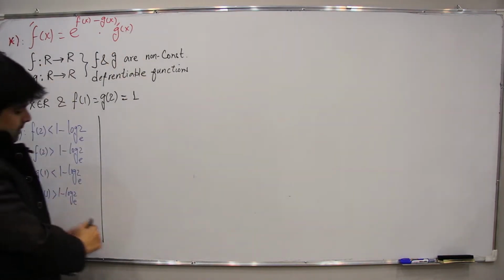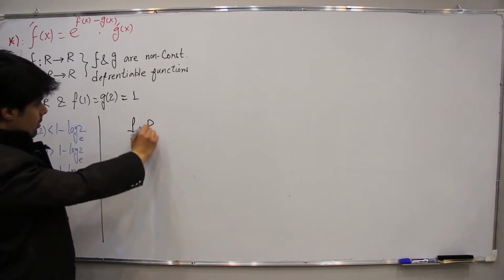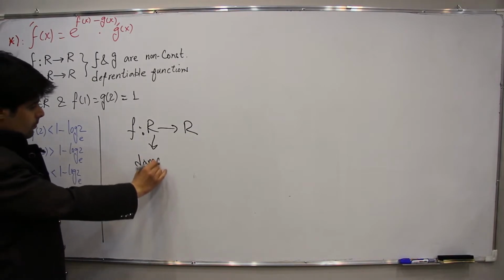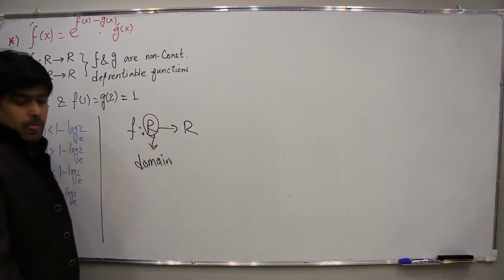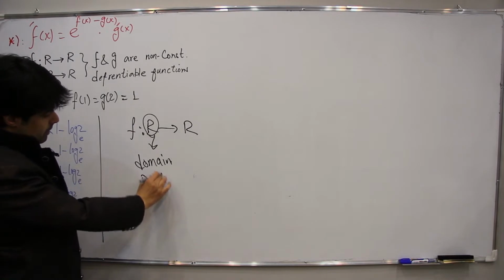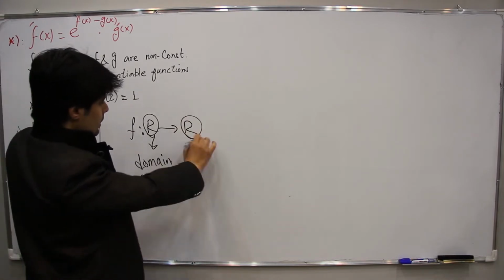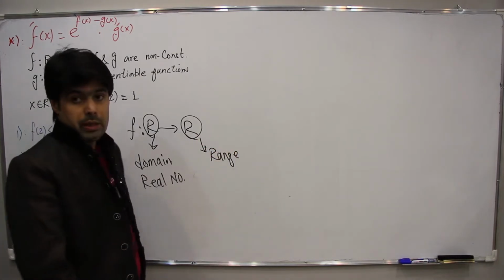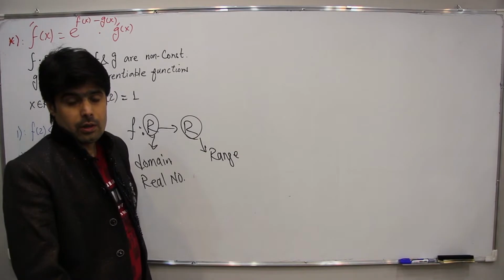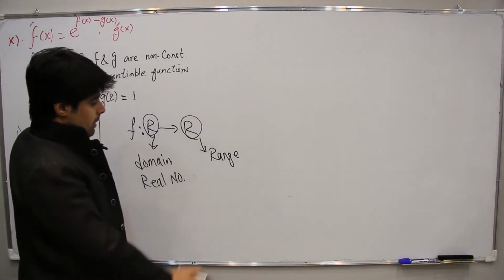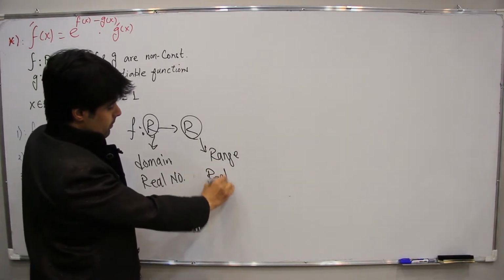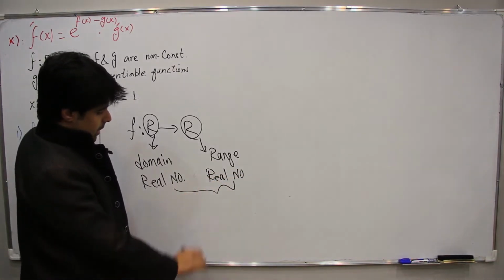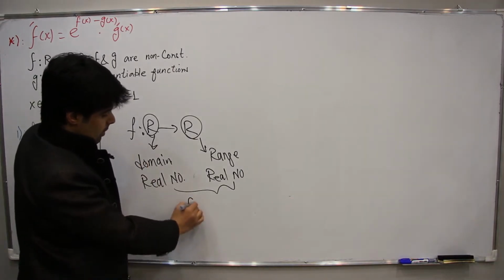f: R → R, what does it mean first? It means the domain is real numbers. This one indicates the domain, it is real numbers, and also this one indicates the range, or in some books it's written codomain, but we have a little difference between range and codomain. By the way, the range is also real numbers. From this we can have the result that the function is a continuous function.